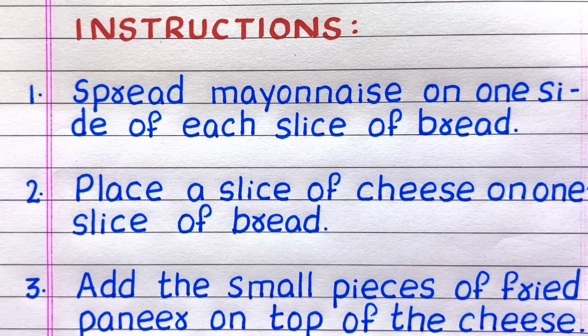Instructions. First one, spread mayonnaise on one side of each slice of bread. Second, place a slice of cheese on each slice of bread. Third, add the small pieces of fried paneer on top of the cheese.